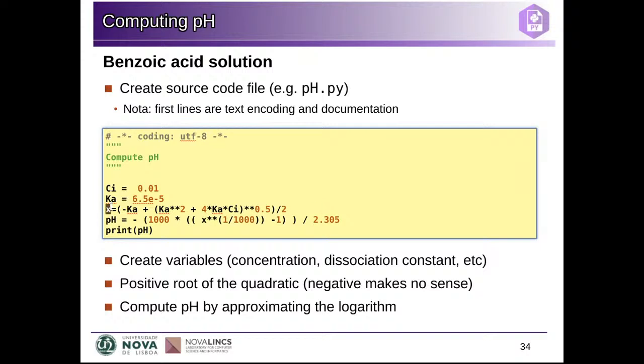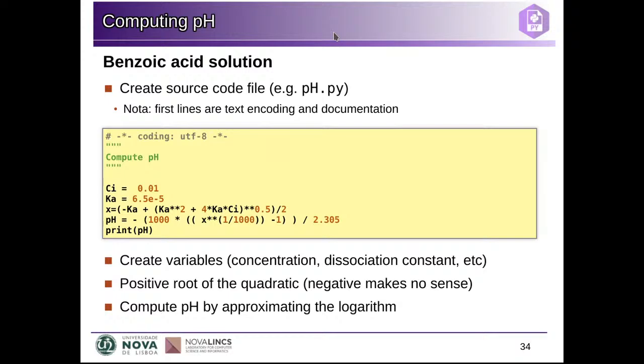So this tells us the concentration of H plus, and now we approximate the logarithm with that formula, and this is the pH, and we can print the pH. So basically we are creating variables, we are using these expressions, and then printing out the result.